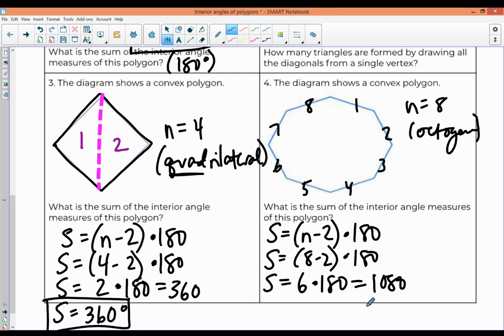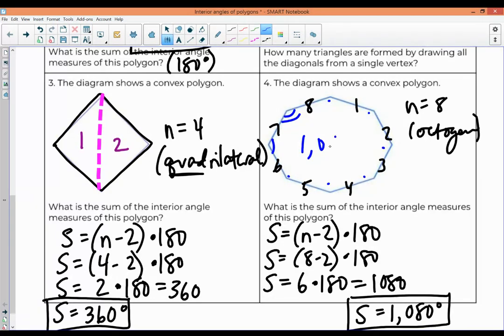1080. So S equals 1080 degrees. So that just means in this whole polygon, if I add all of these angles together, that would add to a total of 1080 degrees. So cool.